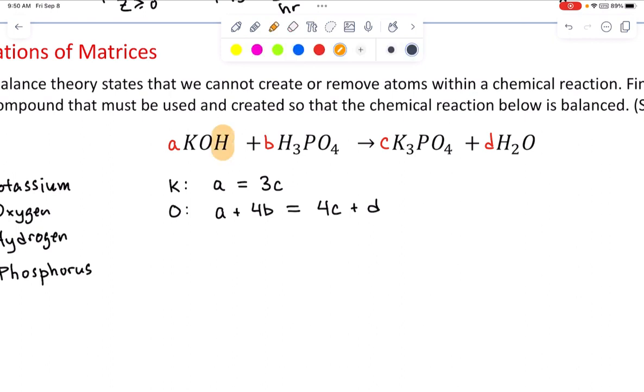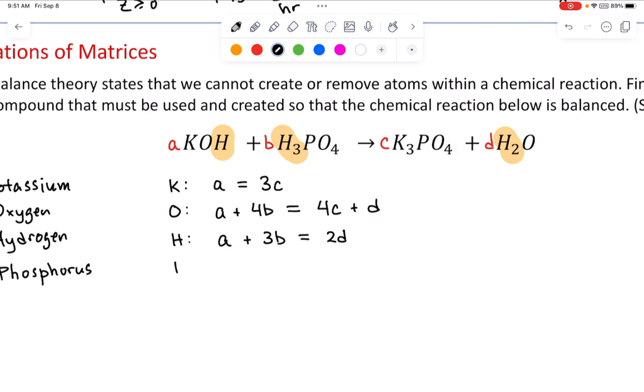We have 1 hydrogen atom here, and we have 3 hydrogen atoms there. So that means we're going to have A hydrogen atoms from the first compound plus 3B hydrogen atoms from the B copies of the second compound is equal to, now our hydrogen atoms on this side, there's no hydrogen in the first compound, but we have 2 hydrogen atoms here, and we have D of those molecules. So that would be 2D hydrogen atoms on the right side.